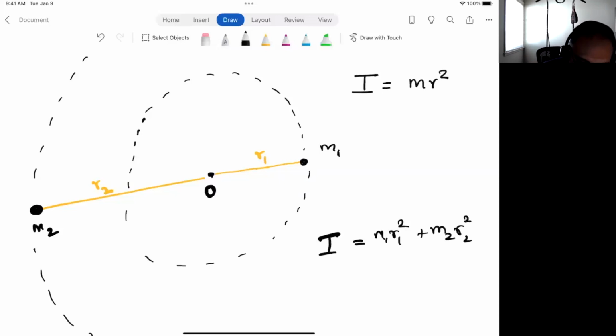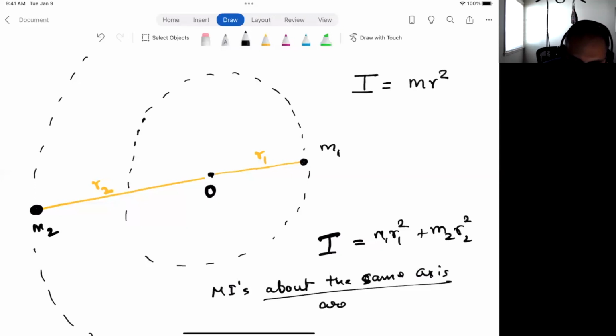So I'll write this down. Moments of inertia about the same axis are additive. So you can just feel free to add them up. That makes sense? So we know how to calculate the moment of inertia of a single point mass that's rotating about a certain axis with radius r. And if there are more point masses rotating about that axis, we know how to find the overall moment of inertia, right?